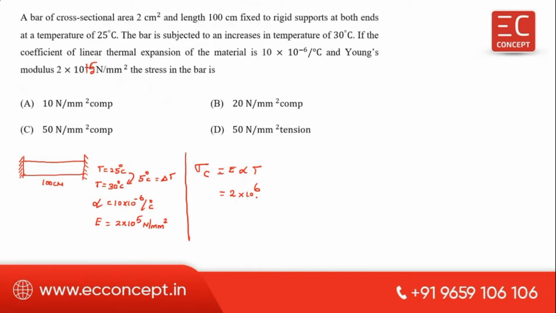So the answer for this question is this. Alpha is equal to 10 into 10 raised to minus 6. What is the temperature? That is 5 degrees, the increase in the value. So after solving this, you will get 10 Newton per millimeter square. Now the point is, if the temperature rises, then the stress will be developed on the bar as a compression. So the answer for this question is A. Understood? So the answer is A.